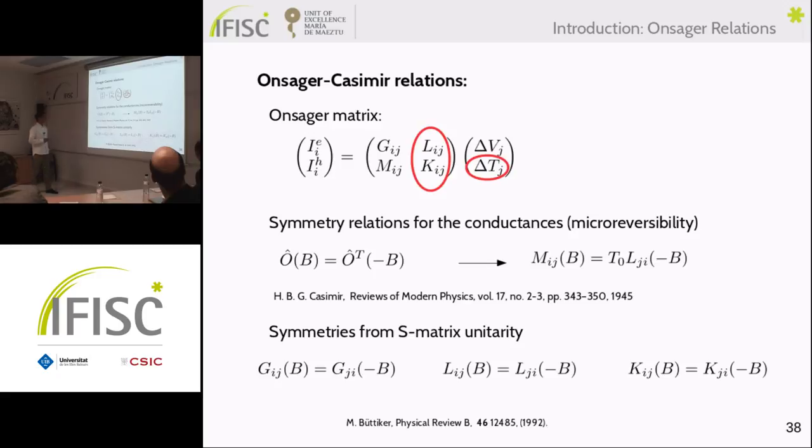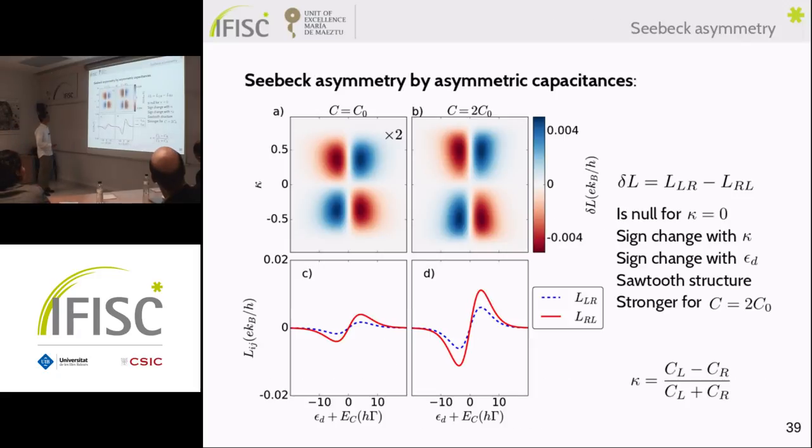And in this case, we look at the symmetries in the thermal part only, in the L and K coefficients. So the electrothermal and thermal coefficients. If we look first at the electrothermal coefficient, we find that indeed, when the capacitances are not symmetric, we find an asymmetry for these two coefficients. And it changes sign both with the asymmetry and with the energy level of the system. Because the energy can be either positive or negative, when you shift through this energy level, you find this sawtooth structure. And we find also that when the coupling is stronger, which means that the coupling to the environment is also stronger, we have a stronger asymmetry in this system. But we find that in this case, if the tunneling barriers are asymmetric, we have no asymmetry in this quantity.